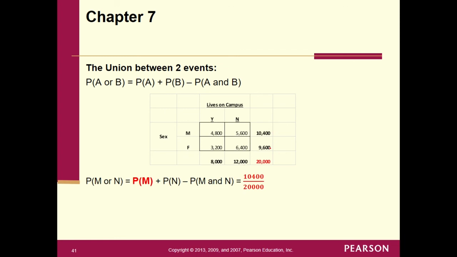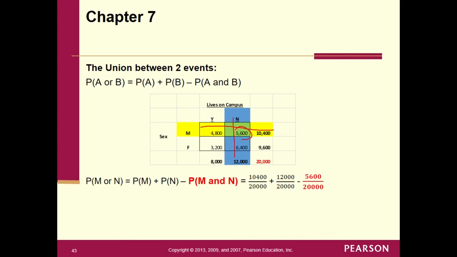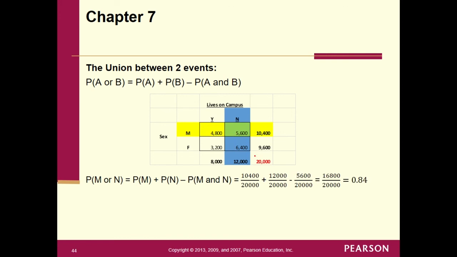So probability of M, 10,400 divided by 20,000, plus the probability of N, 12,000 divided by 20,000, and then here's the intersection between the two. Notice it's the intersection right here, in green, right? 5,600 divided by the 20,000. What do we get? We get 0.84 when you do the math.